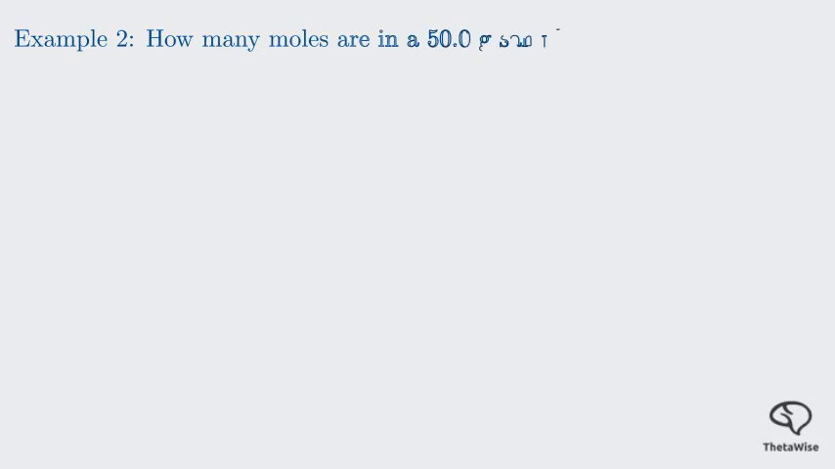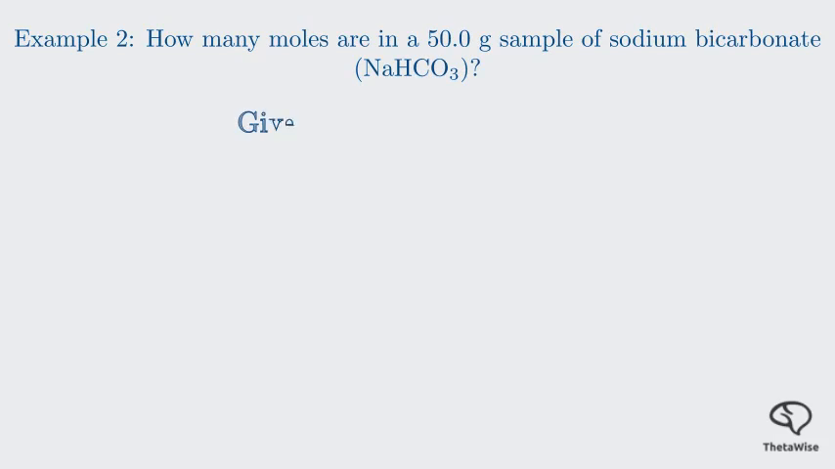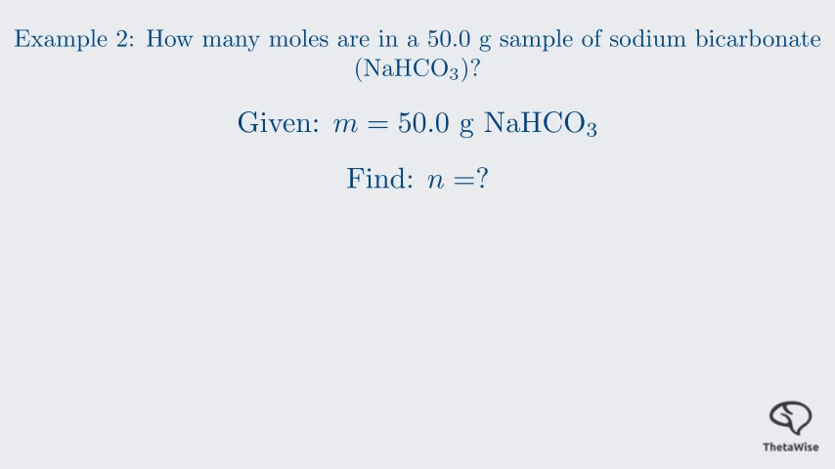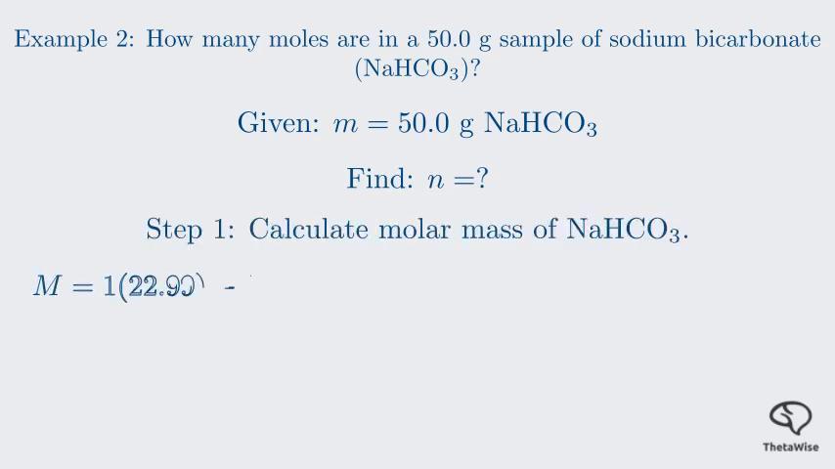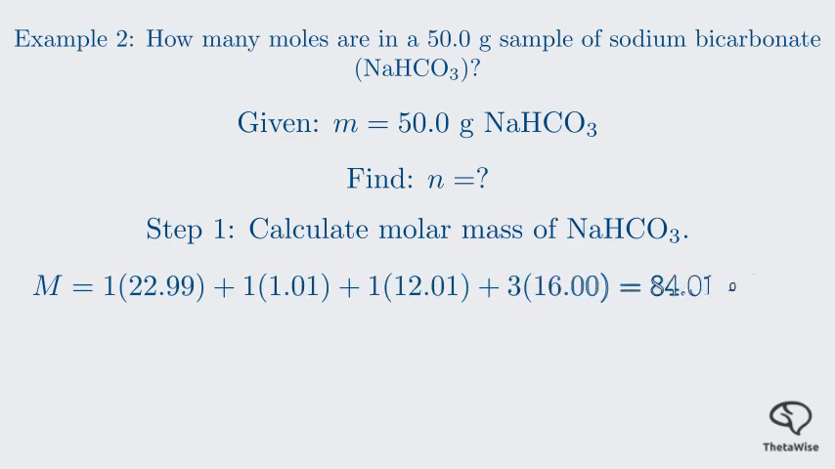Now let's go the other way, from mass to moles. Second example, how many moles are in a 50.0 gram sample of sodium bicarbonate, NaHCO3? Given m equals 50.0 grams of NaHCO3. Find n equals question mark. As always, the first step is to calculate the molar mass of NaHCO3. Sodium is 22.99, hydrogen is 1.01, carbon is 12.01, and we have 3 oxygens at 16.00 each. Adding those up, we get a molar mass of 84.01 grams per mole for baking soda.